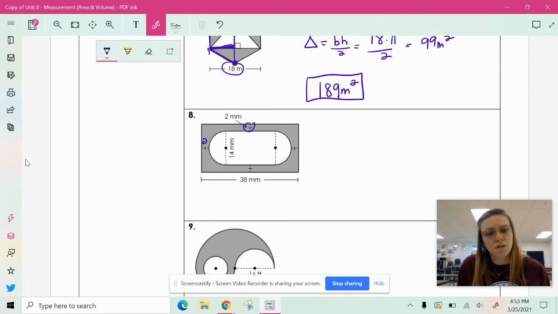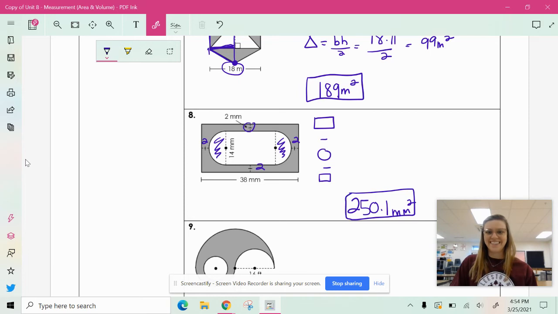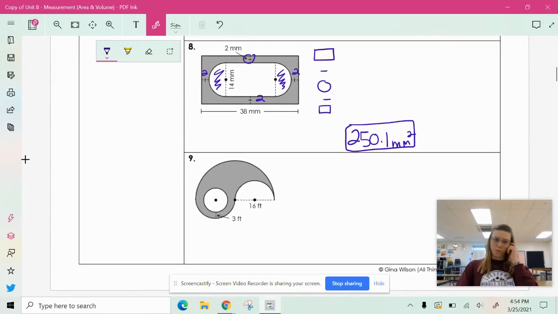This is 2, this is 2, this is 2, this is 2. This guy and this guy make one whole circle. So basically, rectangle minus circle minus small rectangle. You can do it. Your answer should be 250.1 millimeters squared. All right. Last one.